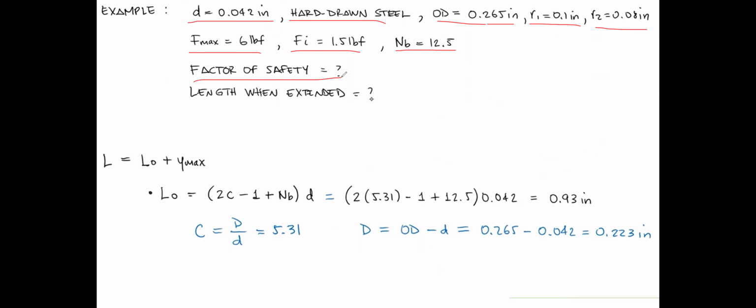What is the safety factor, and what is the length when extended? The length equals L naught, the free length, plus the maximum deflection in the y direction, right? And L naught we already know from the previous slide. We can calculate the spring index, and we know NB. So the free length L naught equals 0.95 inch.